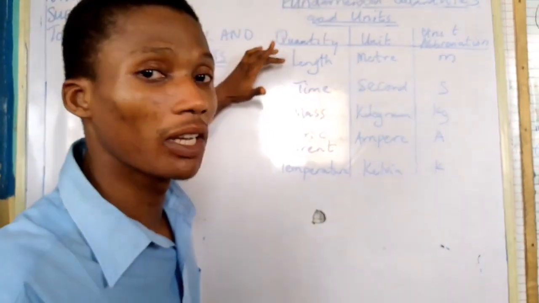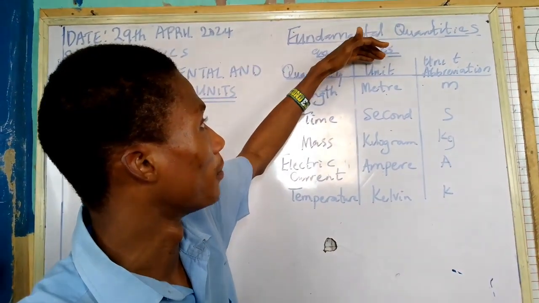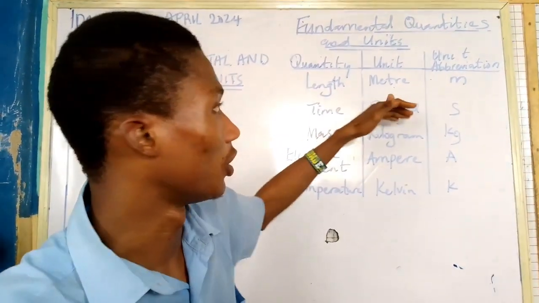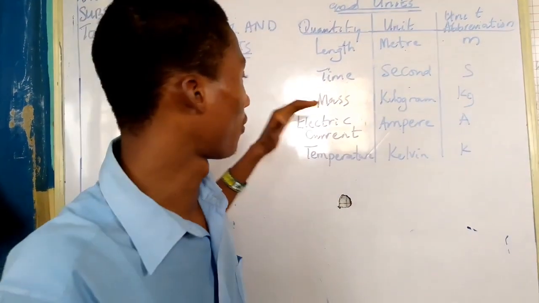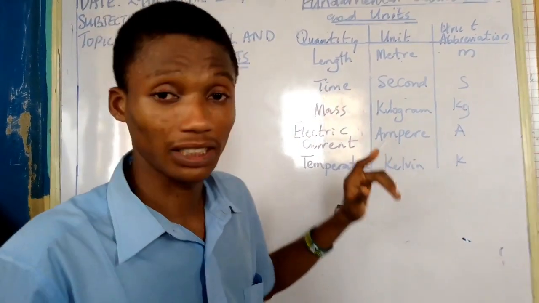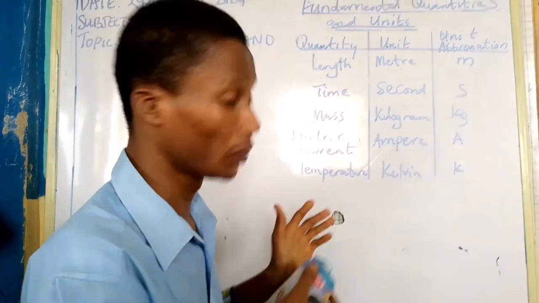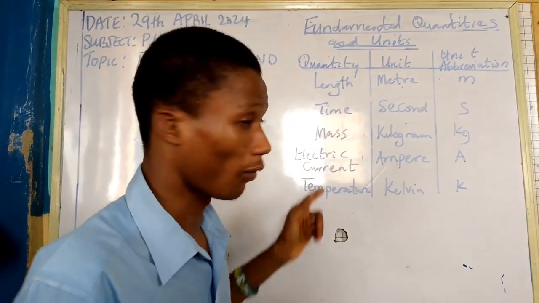The first one we have here is length, and the unit of length is meter. We have time, the unit is seconds. We have mass, the unit is kilogram. We have electric current, the unit is ampere. We have temperature, the unit is Kelvin. You see, you need to memorize all these units. Why? Because going forward, you have need of them.